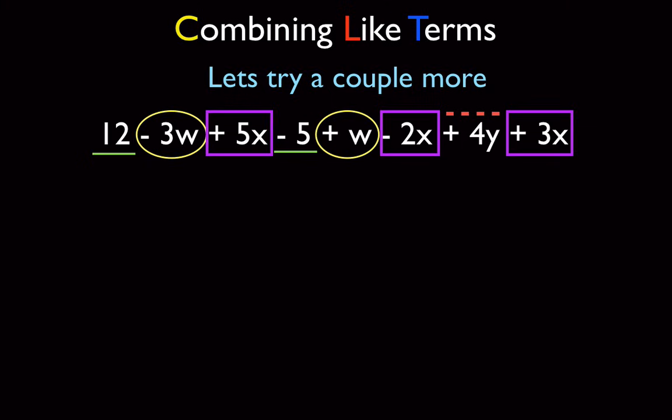Now I'm going to organize what I have, starting off with the x's. Negative 3 plus 1 is negative 2. I've got my 5x, minus 2 is 3x, plus 3 is 6x. Going along to the y's, there was only one y, so it just stays as is. And numbers, I have 12 minus 5, which is 7. So as you can see, you're just basically going piece by piece. That first step just tells us which pieces get added together.